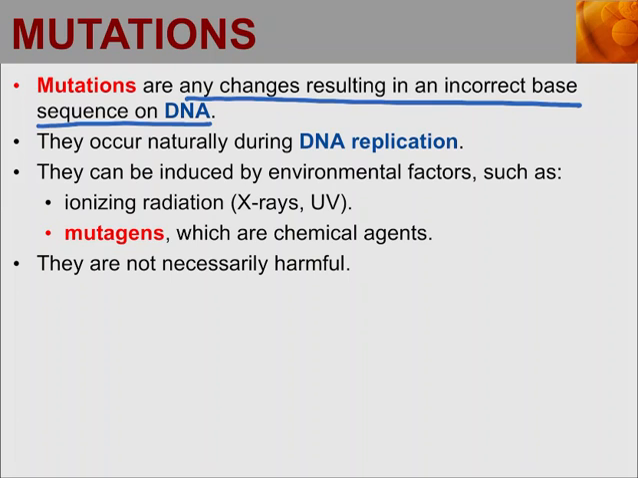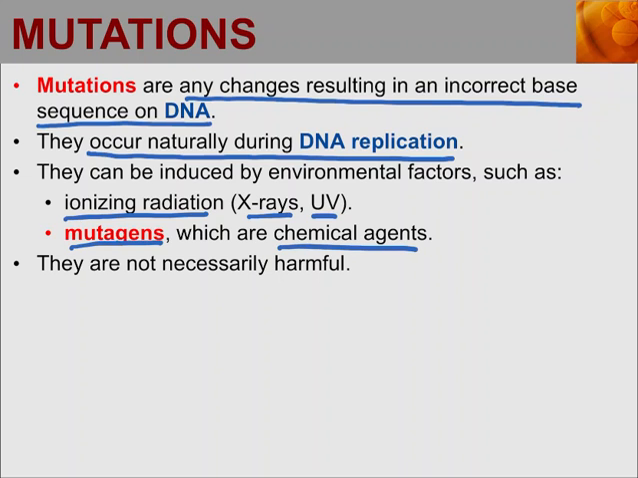Now, of course, issues could probably occur during transcription and translation that have nothing to do with the original DNA, but in general, mutations are going to come from DNA. And these can occur naturally during DNA replication. Something could go wrong. And this could also be induced by environmental factors. So ionizing radiation like X-rays or UV rays could disrupt or create a mutation. And then mutagens, which are chemical agents.